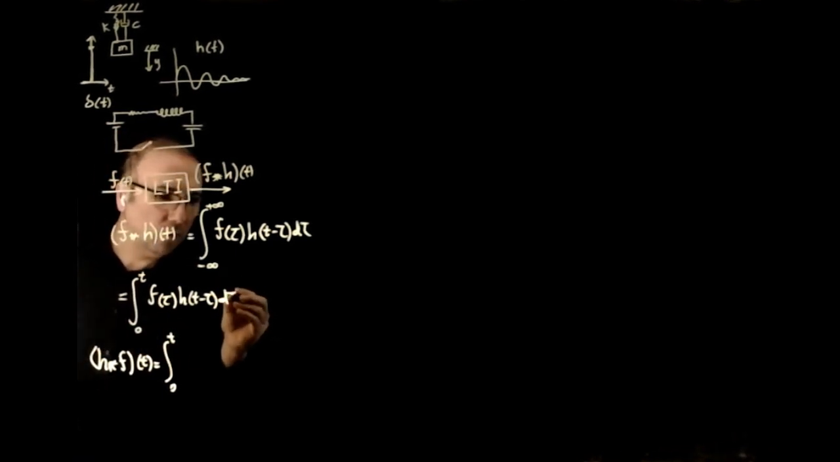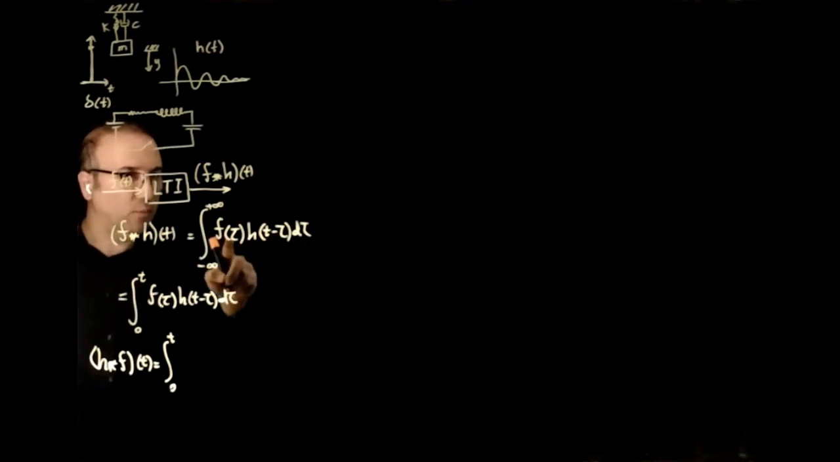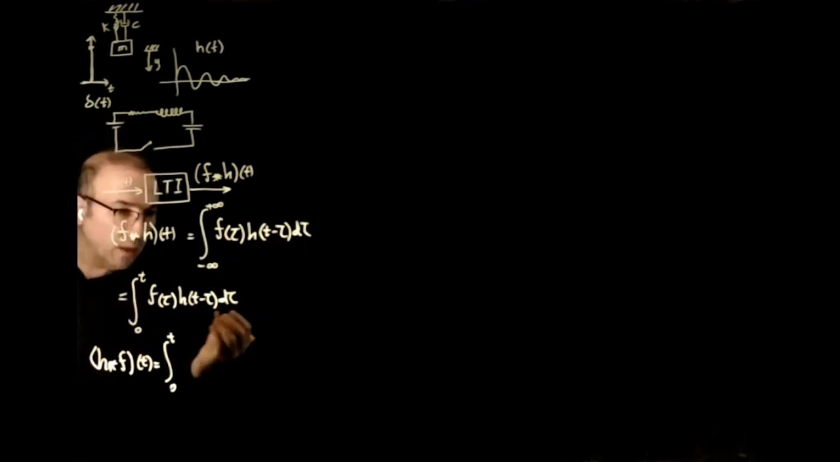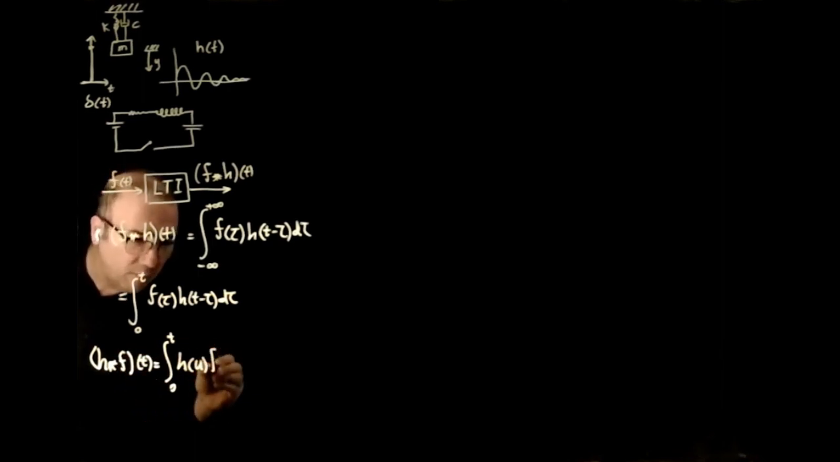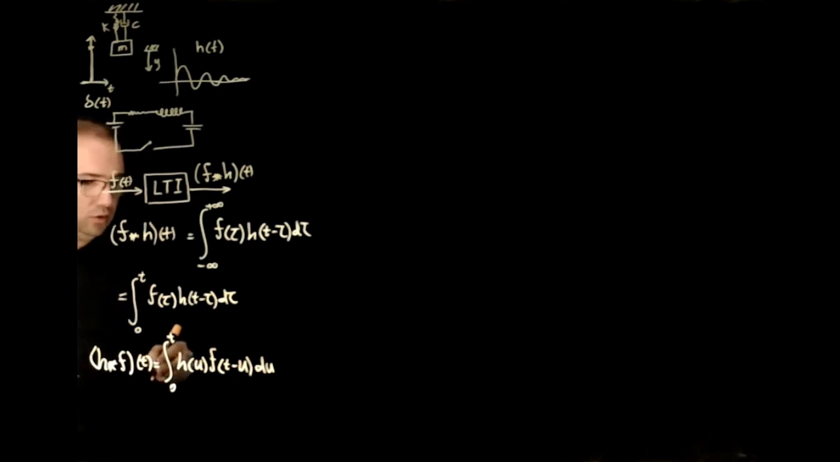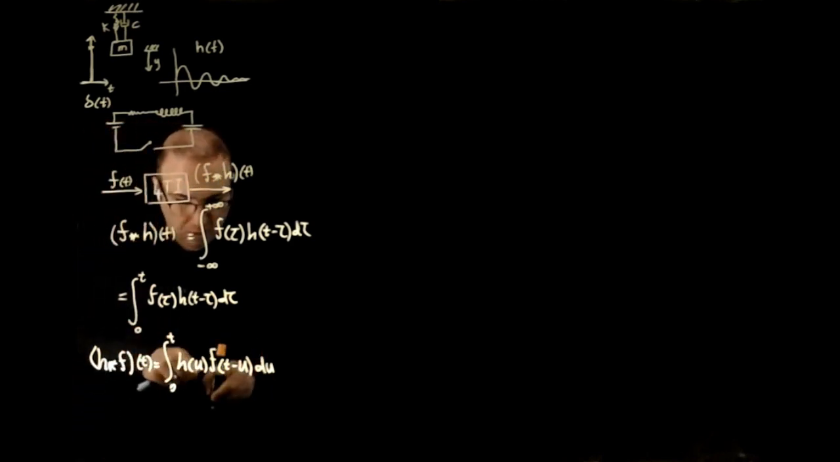So d tau, this is that dummy variable, tau. Instead of tau, let's use u. So I can say h of u, f of t minus u, du, and u goes from 0 to t. So I use a new dummy variable u.